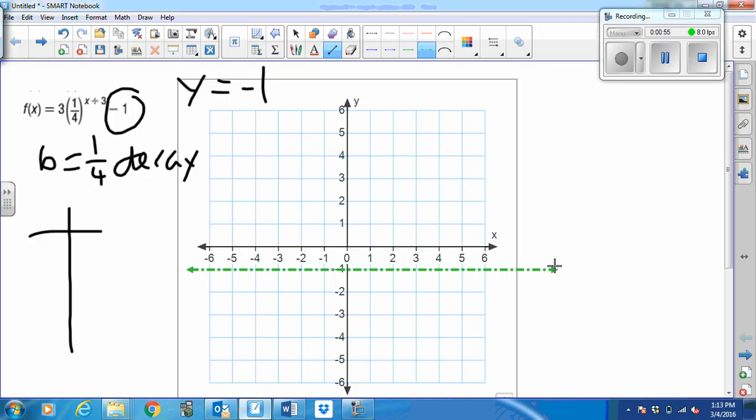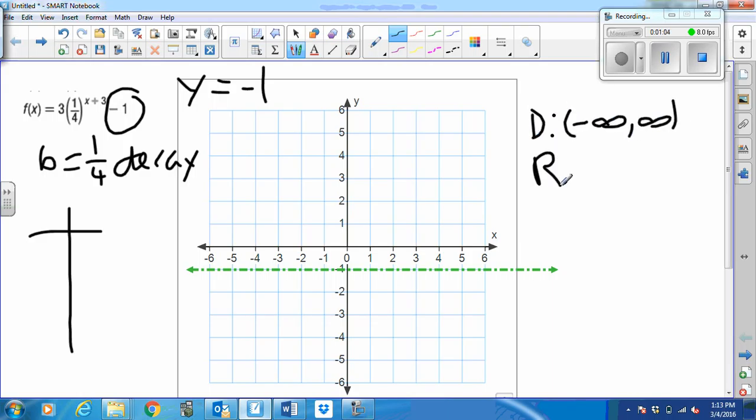Exponential functions always have a domain that's all real numbers, and a range that's restricted by whatever the asymptote is. And so in this case, our range is going to go from -1 to infinity because it hasn't been reflected at all.